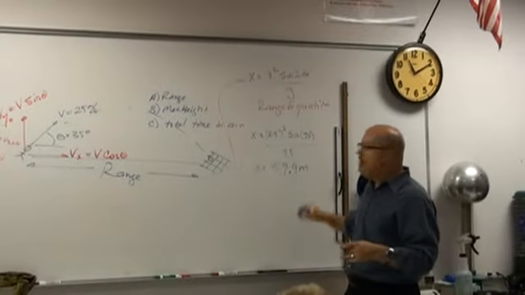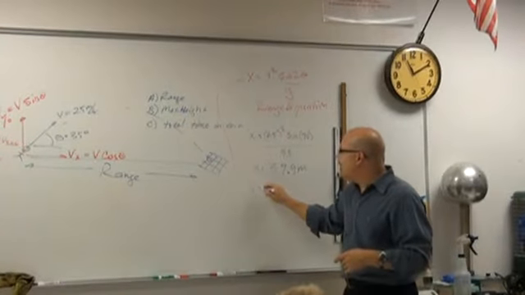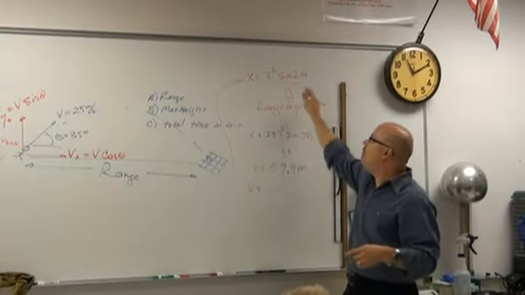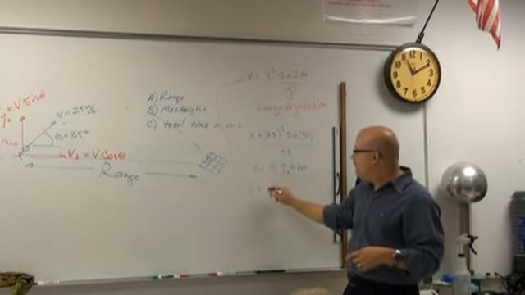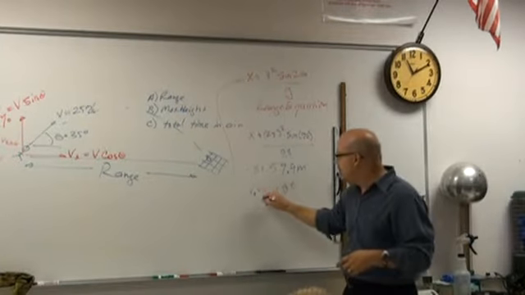59.9 meters, so almost 60 meters. Okay, time in the air. I would recommend that most of you probably won't memorize that equation for time in the air. This one turns out to be more convenient. But I would go V equals V naught plus GT.